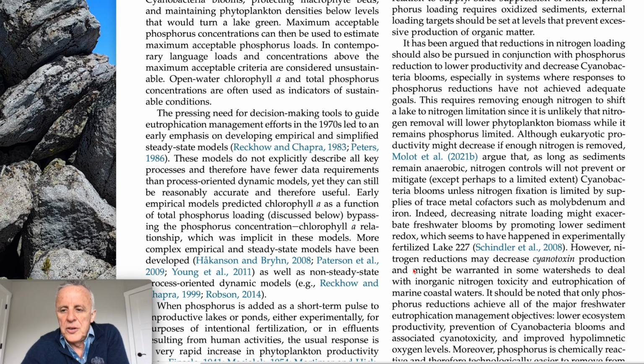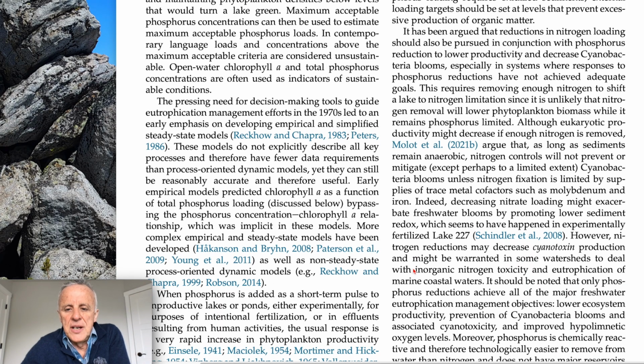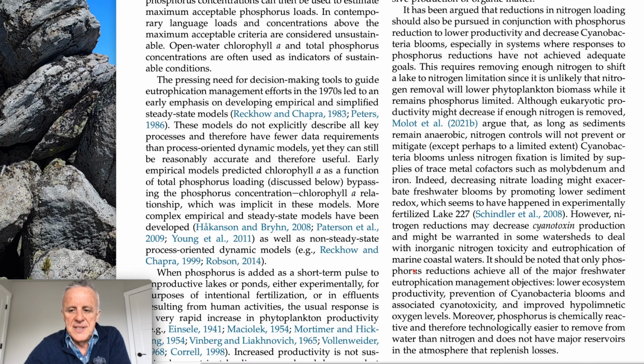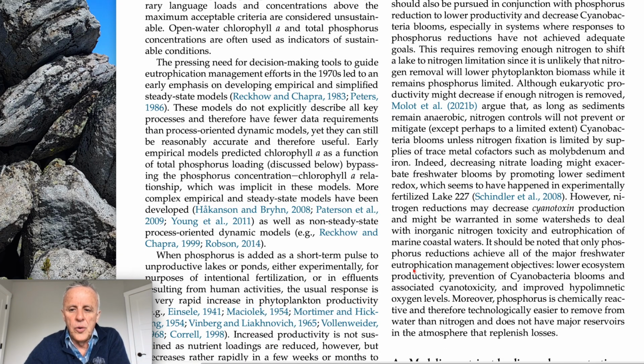It has been argued that reductions in nitrogen loading should also be pursued in conjunction with phosphorus reduction to lower productivity and decrease cyanobacteria blooms, especially in systems where responses to phosphorus reductions have not achieved adequate goals. This requires removing enough nitrogen to shift a lake to nitrogen limitation, since it is unlikely that nitrogen removal will lower phytoplankton biomass while it remains phosphorus limited.